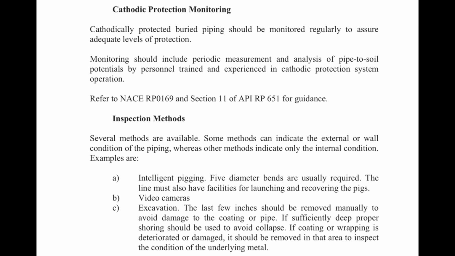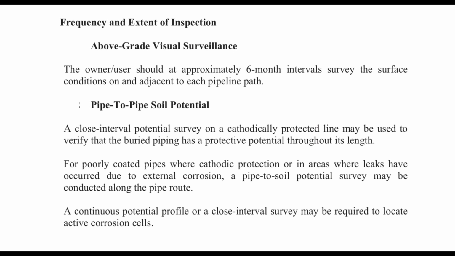Inspection methods. Normally, for buried piping, these are the three inspection methods. One is intelligent pigging, IPS. Second one is video cameras, using video. And the last one is the excavation method. Here we discuss the frequency and extent of inspection of buried piping in line with API 570.